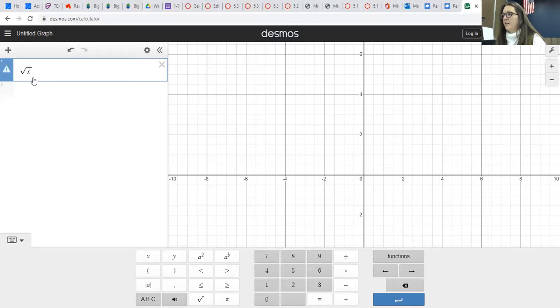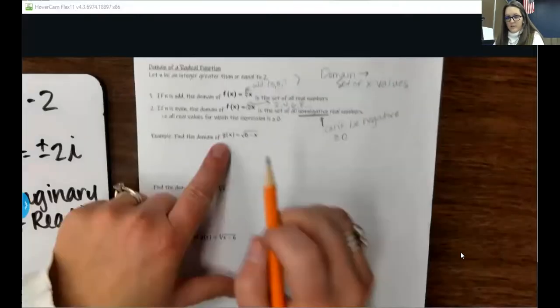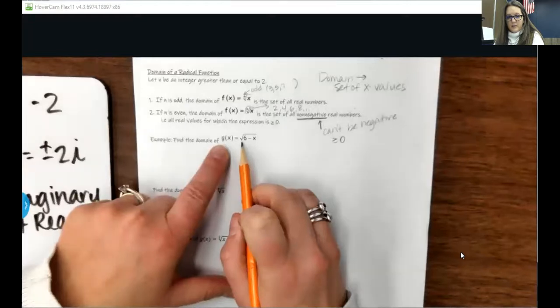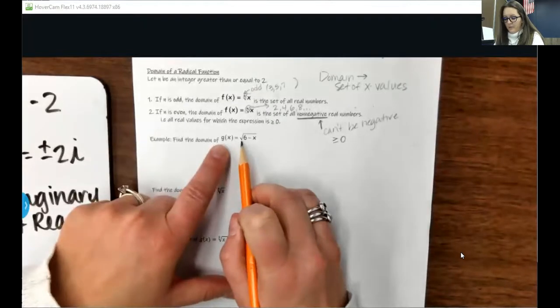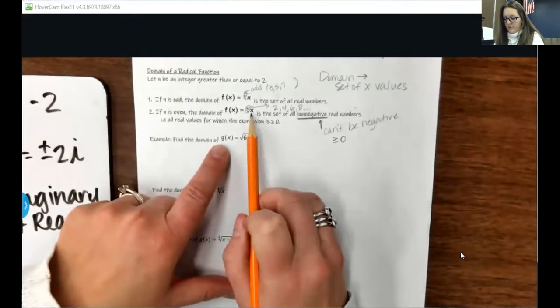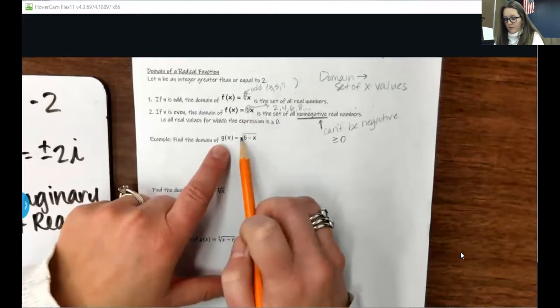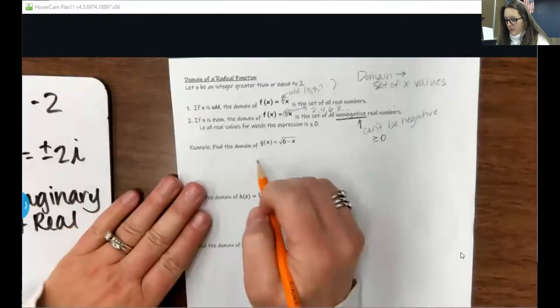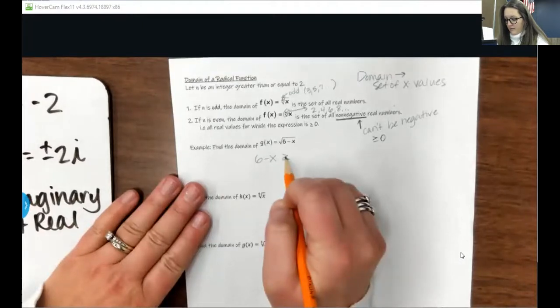So I'm going to exit out of that. I'm going to put my square root function here again, because we're going to come back to this. I love using Desmos, so easy. Okay, so let's look at our first one, right? g of x equals the square root of 6 minus x. So what do I know? I know that if it's even, 2, 4, 6, 8, which it is, it's the square root, right? The outcome of this expression has to be greater than or equal to 0.